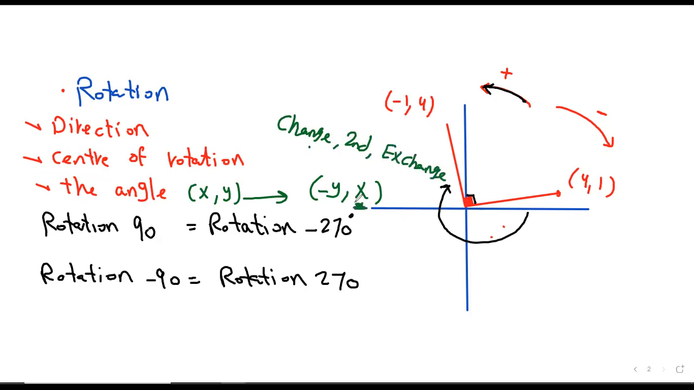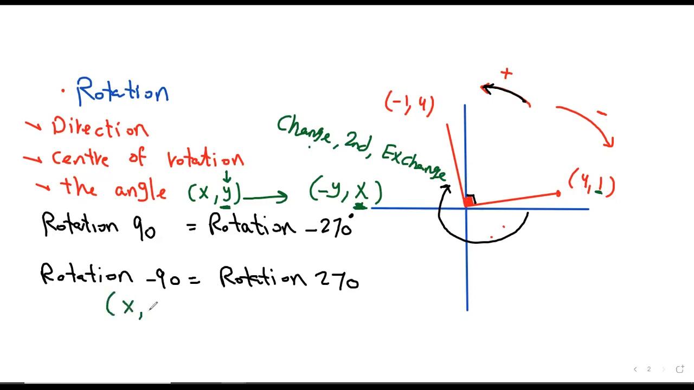Change the sign of y, sorry, the second coordinate. The second is y, so change its sign and exchange. For the point 4 and 1, changing the sign of the second gives negative 1, then exchanging 4 and negative 1 gives negative 1 and 4.